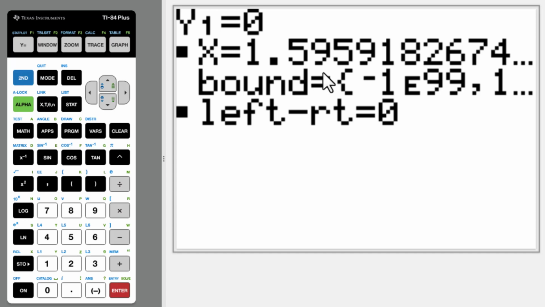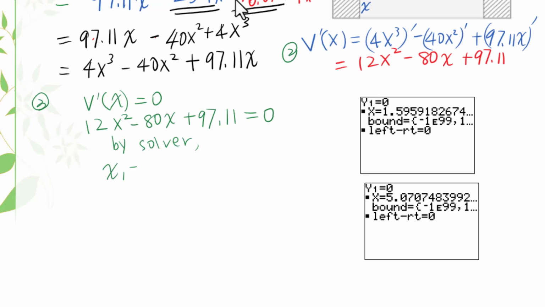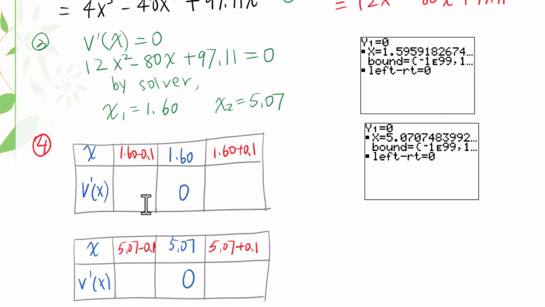So we get two solutions. X1 equals 1.60. X2 equals 5.07 as a three-figure fix. The fourth step, classify the stationary point. We need to fill out these two tables to classify the stationary points.